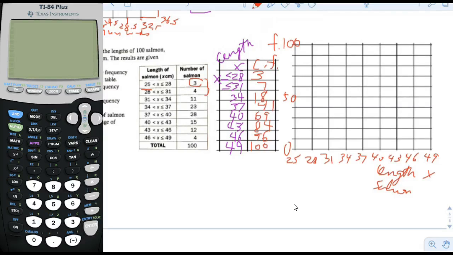Okay. Now I'm going to graph the points. So the 28 point would be 28, 3. So I would put that about there. 31, 7 would be about there. 34, 18 would be about there. 37, 41 about there. 40, 69. Let's see, that would be very close to 70 right there. 43, 84, that would be about there. And 46, 96 would be about there, and 49, 100 would be right there.